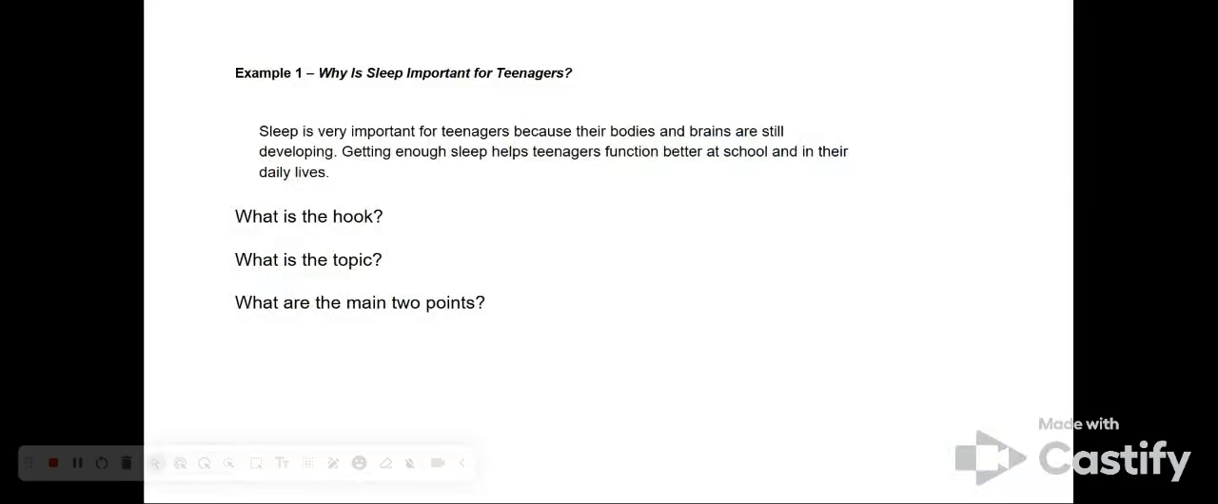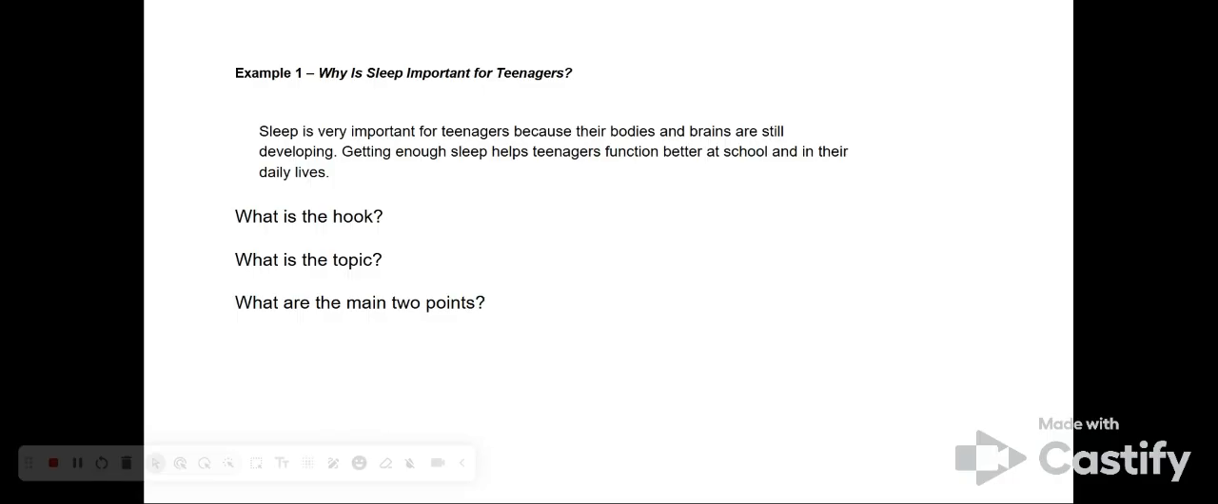Here we have an example. The example's topic is the importance of sleep. So let's read this together. Sleep is very important for teenagers because their bodies and brains are still developing. Getting enough sleep helps teenagers function better at school and in their daily lives.